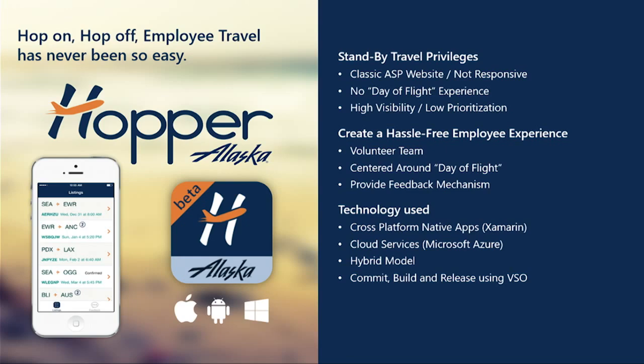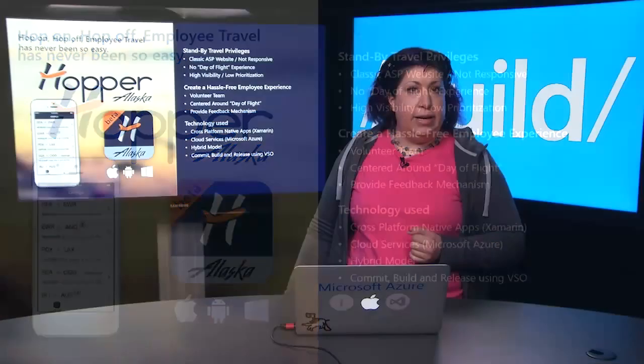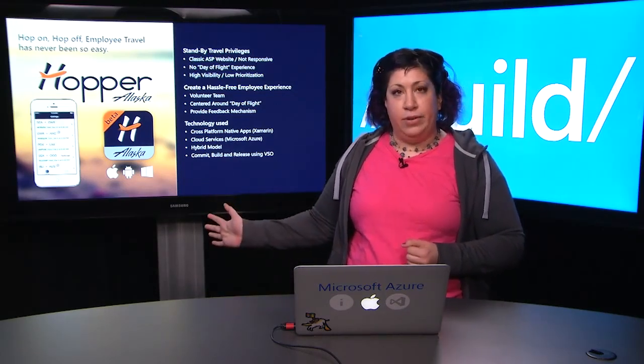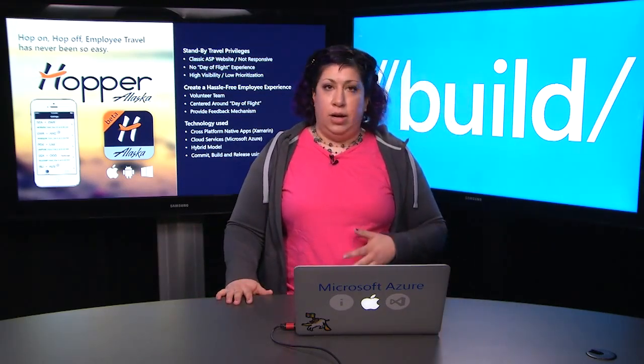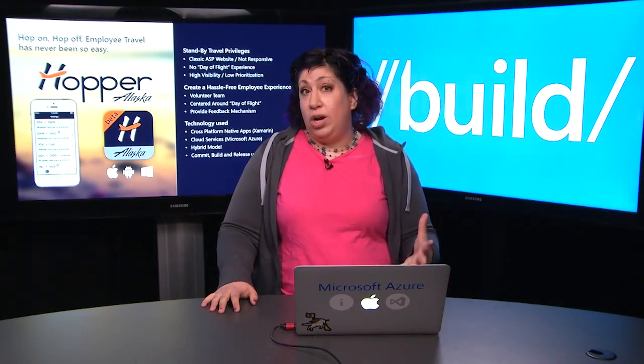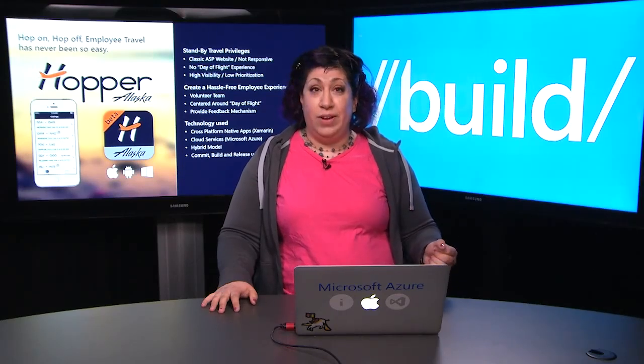One such app is Hopper, which is how employees of Alaska, including flight attendants who need to travel for work, actually find spare seats on flights and go from one destination to another. They need their own system because they're obviously not paying for a ticket, and they need to see what flights are available. They had an app for this before, but it used just regular classic ASP. It was not a responsive app. It didn't work offline. It didn't work on a mobile device.